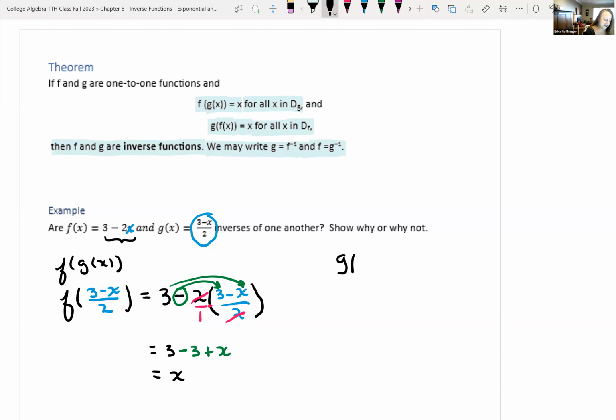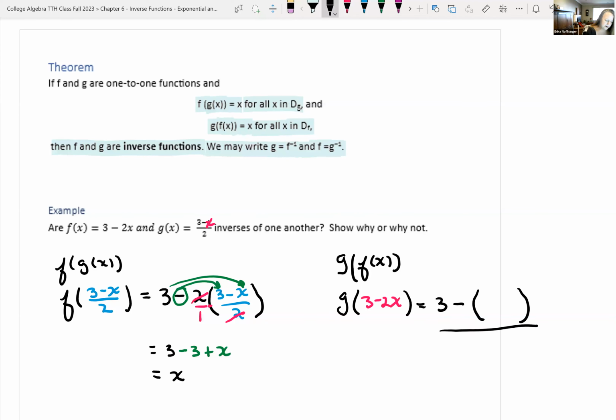Let's show it the other direction. So looking at g and plugging in f of x wherever we see an x in g of x. So we're going to plug in 3 minus 2x wherever we saw an x in g of x. So doing so, we would have 3 minus, I see an x, so put parentheses, all over 2. And inside that parentheses, we're going to drop in 3 minus 2x.